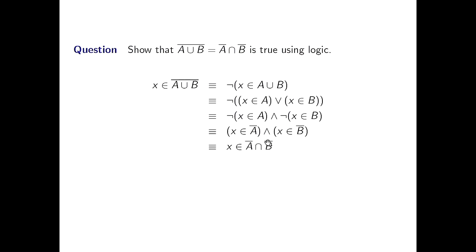Right, so we're just translating the set stuff into logic stuff using De Morgan's law and then untranslating, right? Translating back to set stuff. Does that make sense?